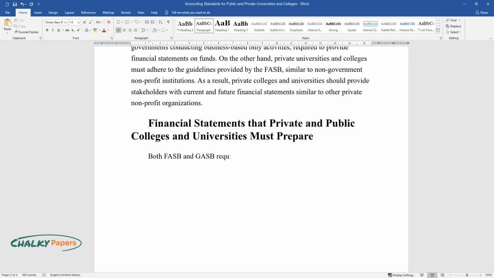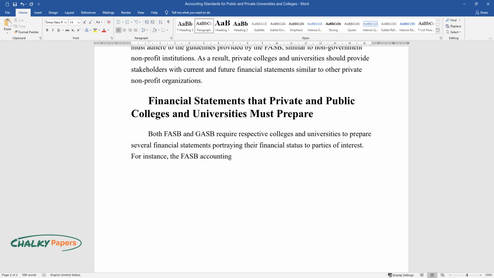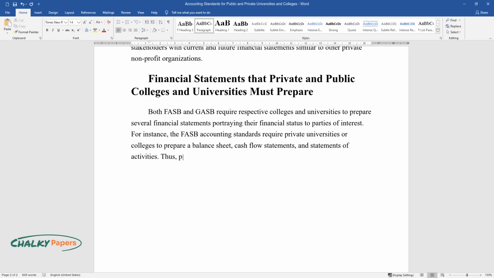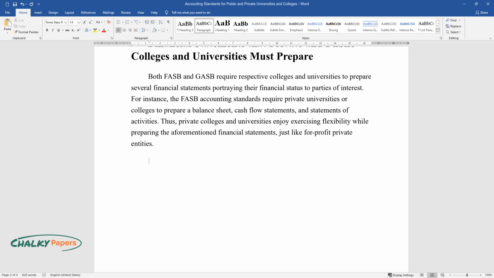Both FASB and GASB require respective colleges and universities to prepare several financial statements portraying their financial status to parties of interest. For instance, the FASB accounting standards require private universities or colleges to prepare a balance sheet, cash flow statements, and statements of activities. Thus, private colleges and universities enjoy exercising flexibility while preparing the aforementioned financial statements, just like for-profit private entities.